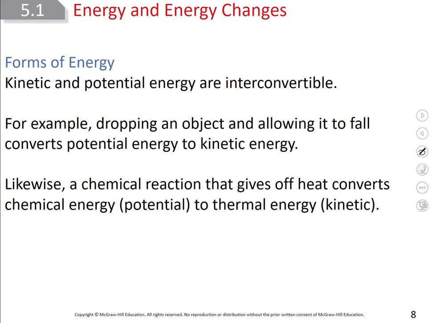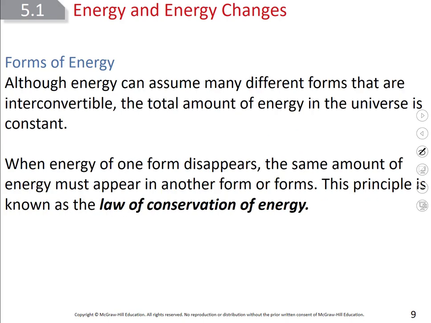So kinetic and potential energy are interconvertible, meaning you can start with potential energy and then turn it into kinetic energy, just like with the ball sitting on top of the hill that starts rolling. Same thing with molecules. Chemical reactions that give off heat take that chemical energy, which is stored potential energy, and convert it into thermal energy. Thermal energy is kinetic because it is caused by those molecules moving around and vibrating, being in motion. So it's still the same idea.